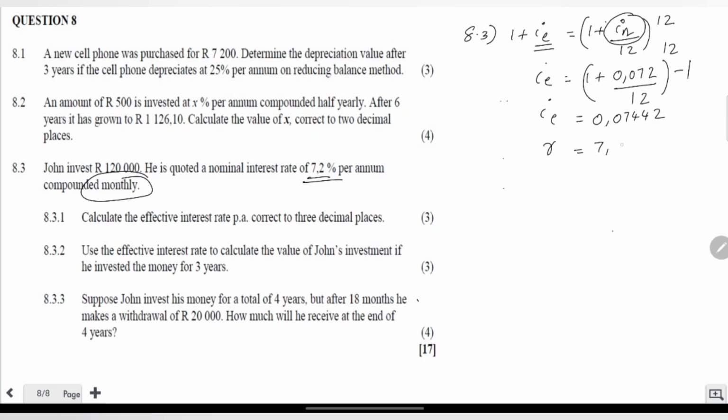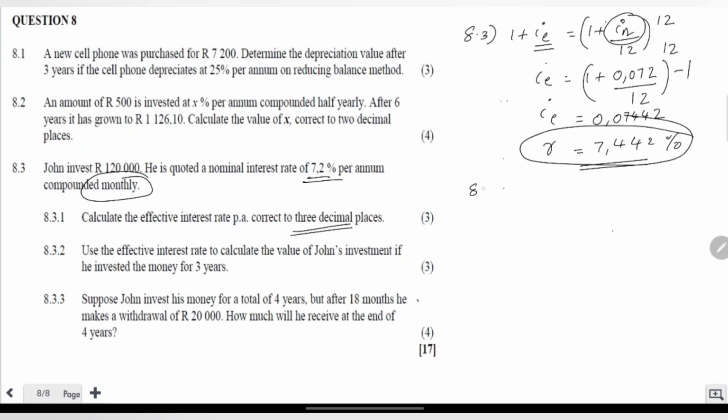Therefore, effective interest rate, multiply by 100, is going to be 7.442. They want it corrected to 3 decimal places, so 7.442%. Okay, so the effective interest rate is always bigger than its corresponding nominal interest rate. Yes, so this is how you have to do that question. Then 8.3.2, use this interest rate. Whenever they say use that particular one, then only use it. The rest you can go by nominal interest rate.